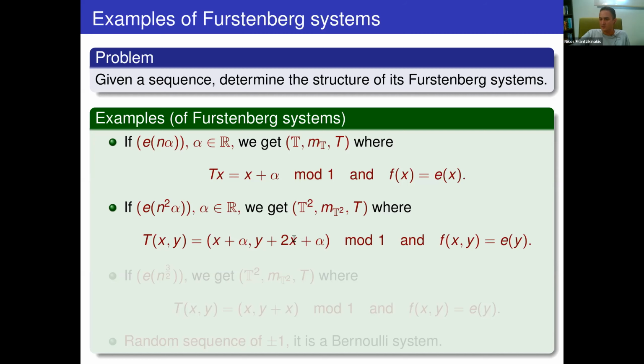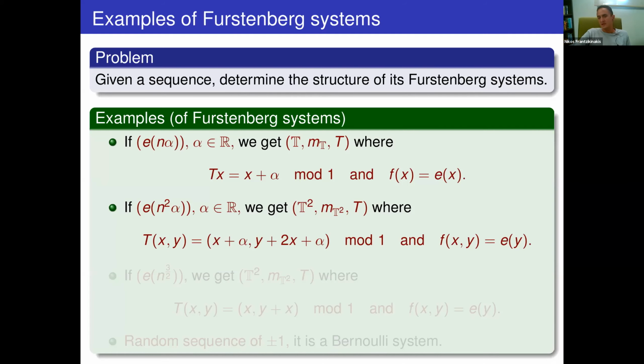So in this case, it's an affine transformation on this two-dimensional torus. You take f of x, y to e to the y. Then it's a computation that whatever correlations you get for t to the n, you will get for this sequence also. So the Furstenberg system of this sequence is isomorphic with this very structured one. Again, there is no surprise, because if you take the iterate of x, y, you will see n squared showing up in the second coordinate. So this is why this works out.